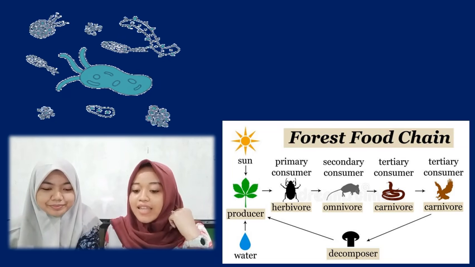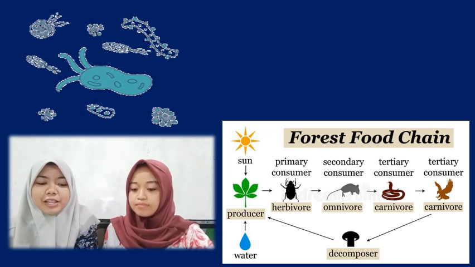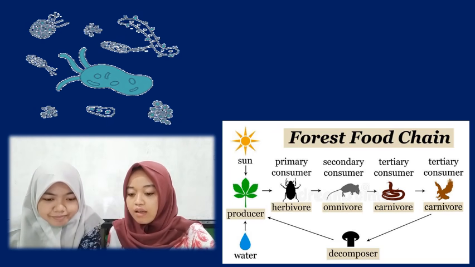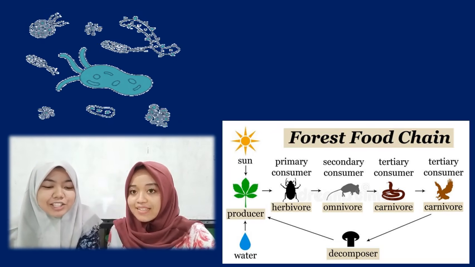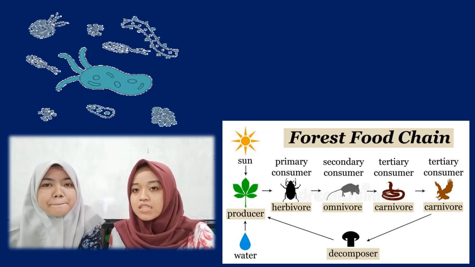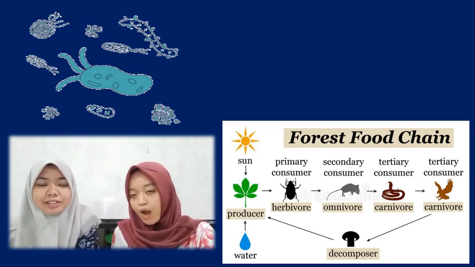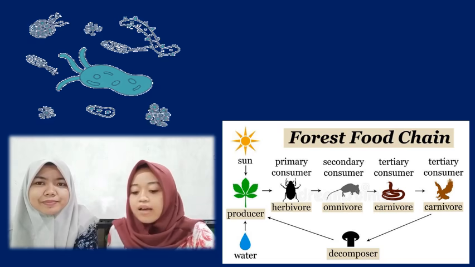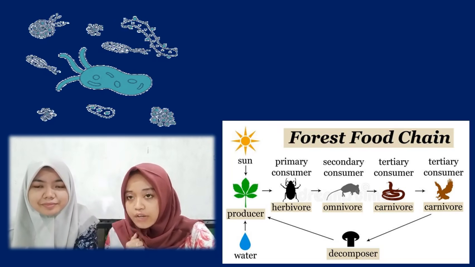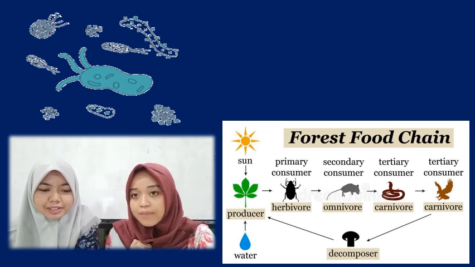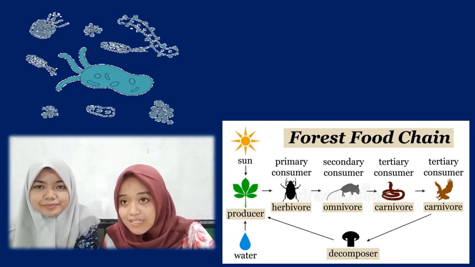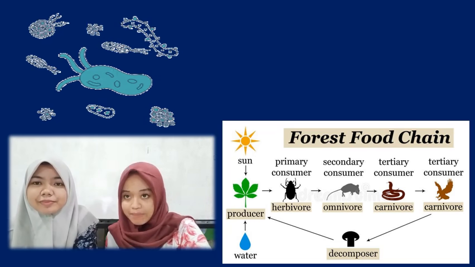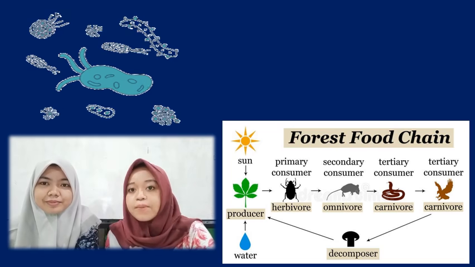Okay. Next, which ones are the prey? The prey in the food chain is grasshopper. Yes, grasshopper is prey. Mouse. And the last is snake. Okay, snake. Why are the grasshopper, mouse, and snake called prey? Because these animals are eaten by other animals. So these animals are called prey.